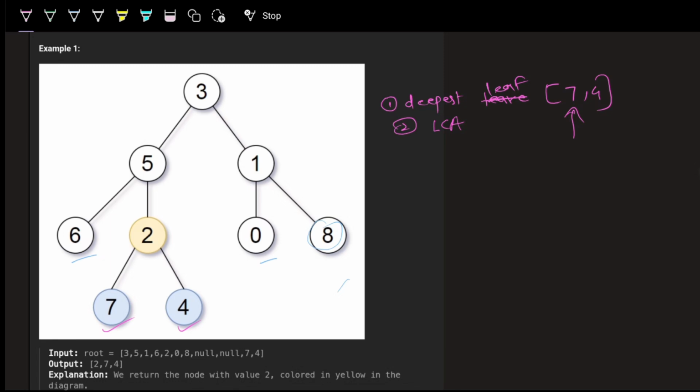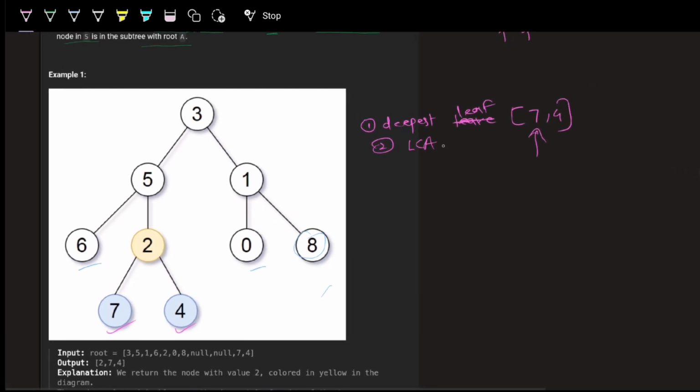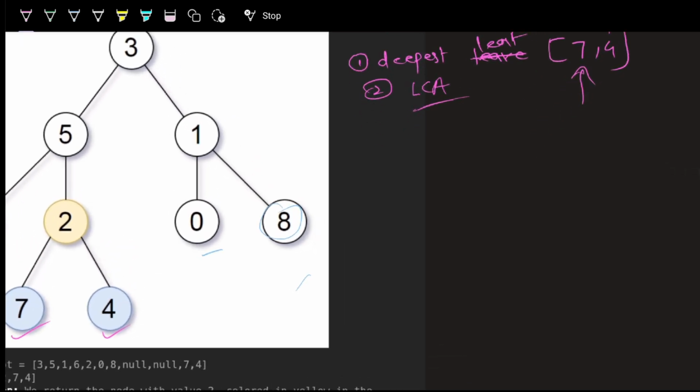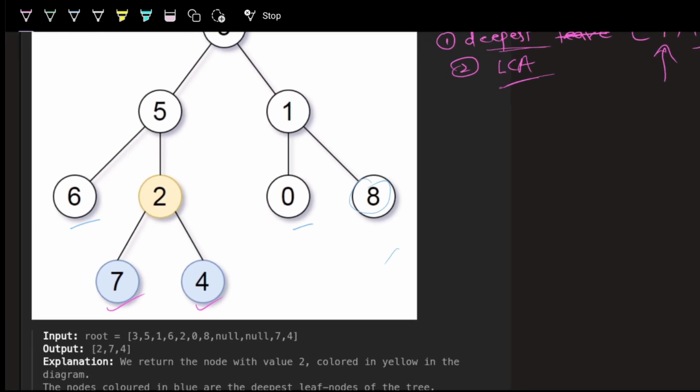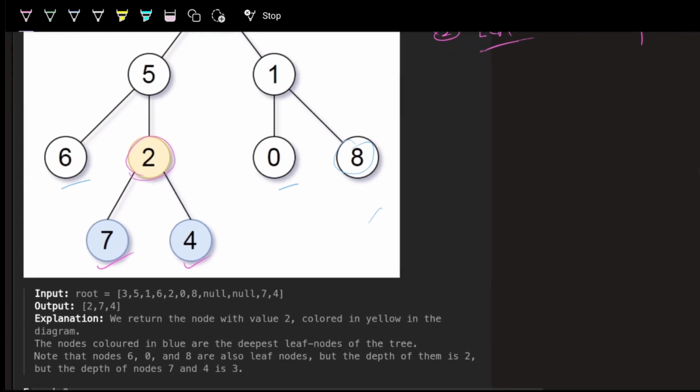If you know the standard algorithm for finding the lowest common ancestor, you can find this using DFS or BFS. Same for the deepest leaves, you can use DFS or BFS. Any tree problem can be solved using just these two simple algorithms, DFS or BFS. So the LCA for 7 and 4 is 2 only. That's why the output for this test case is 2 only.